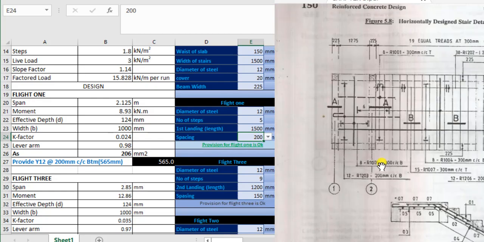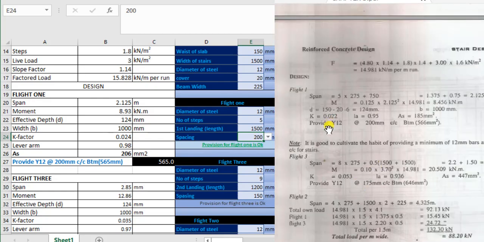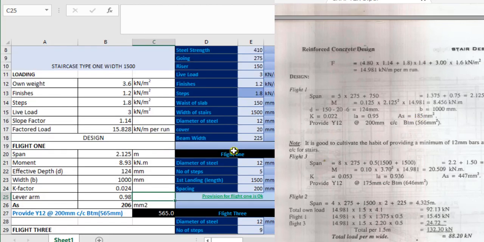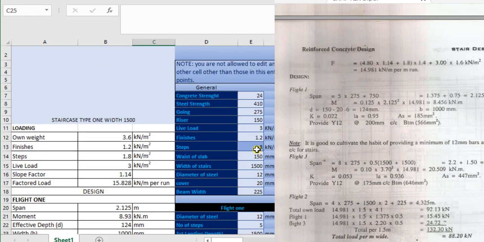Let's check what they use in their design. So Y over 200, the area provided is 565. Ours is 565, and the difference is an approximation anyway. The area of steel required, ours is 206, theirs is 185. That is roughly due to some variation in some of the parameters and approximation and all those things.